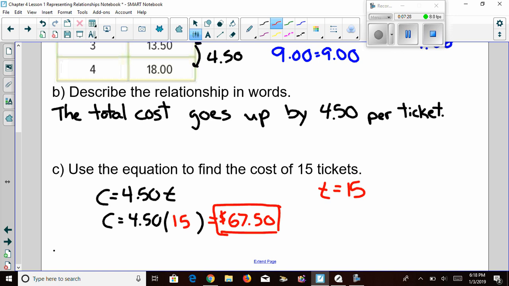Now, you could next be asked to explain that in words. You could be asked to say in words that the cost of 15 tickets is $67.50. You could be asked to write that in words. But for right now, let's go ahead and move forward.